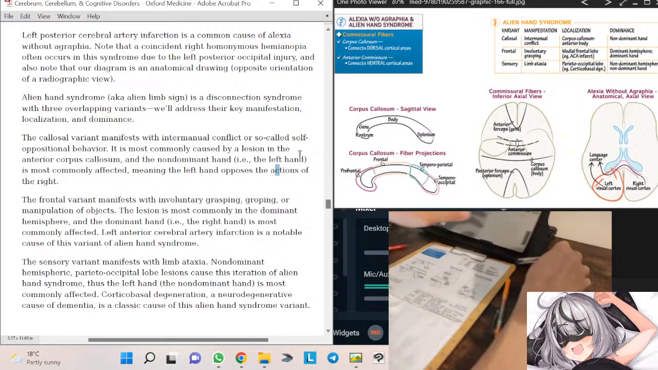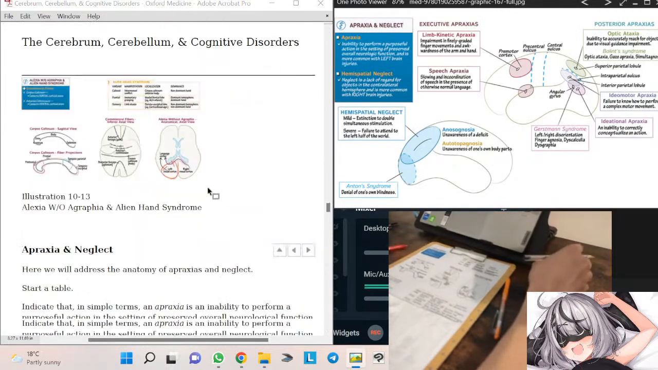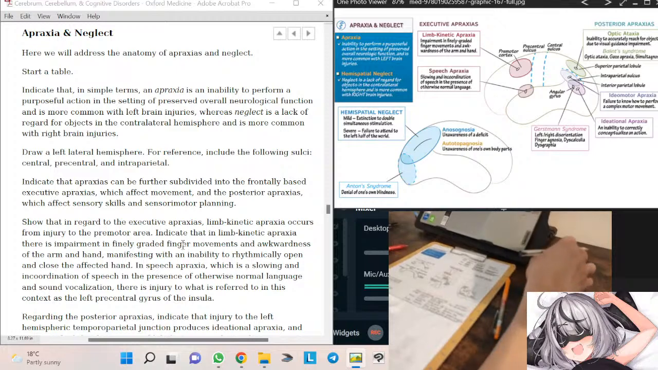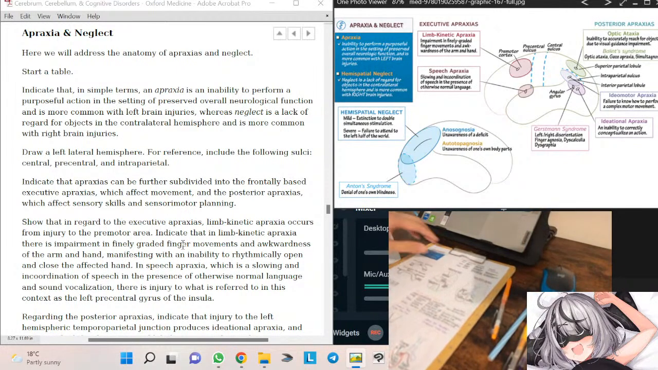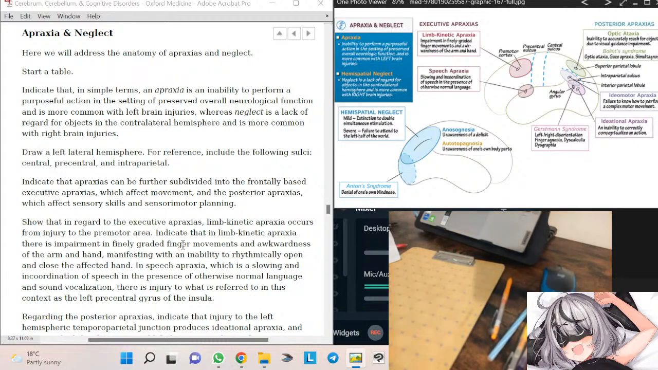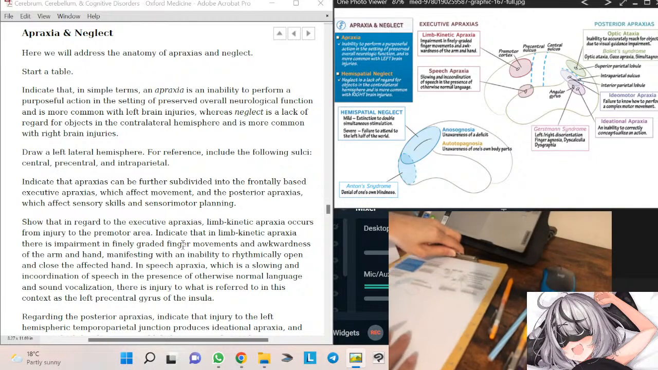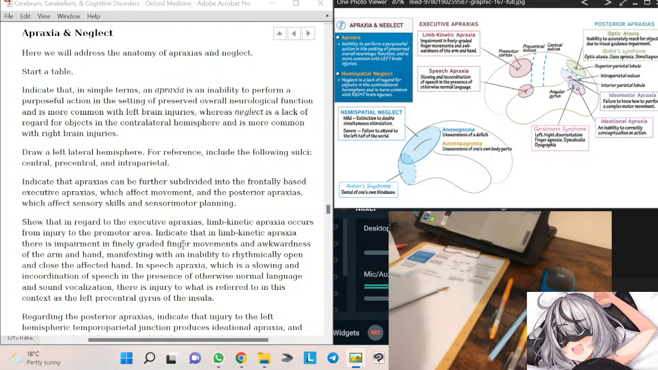Okay, let's go to the next section. Apraxia and neglect. Here, we will address the anatomy of apraxias and neglect. The table indicates that, in simple terms, an apraxia is an inability to perform a purposeful action in the setting of preserved overall neurological function and is more common with left brain injuries, whereas neglect is a lack of regard for objects in the contralateral hemisphere and is more common with right brain injuries.